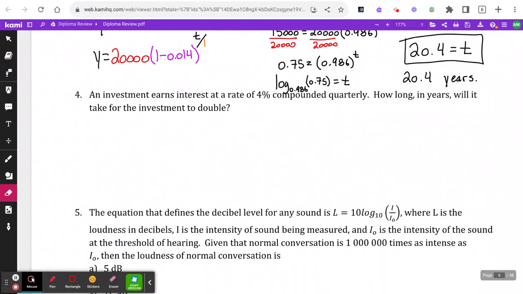Number 4, an investment earns an interest rate of 4% compounded quarterly. How long in years will it take for the investment to double? Okay, so let's build our equation. Y equals A B to the power of T over P. And this one's a little bit interesting when we do our investments, and our compounding messes things up. Compounded quarterly.